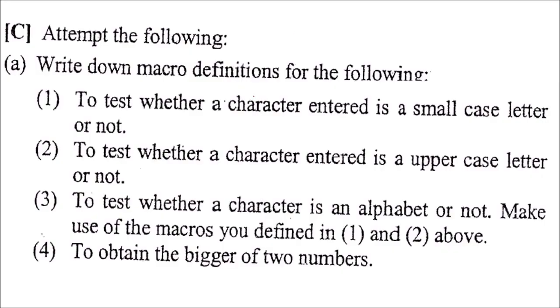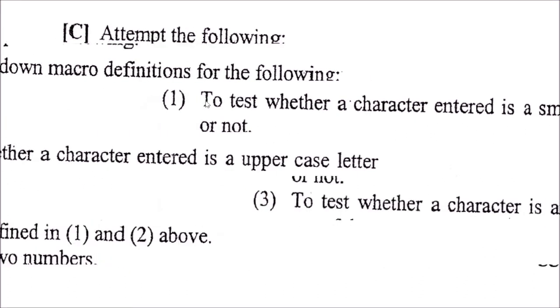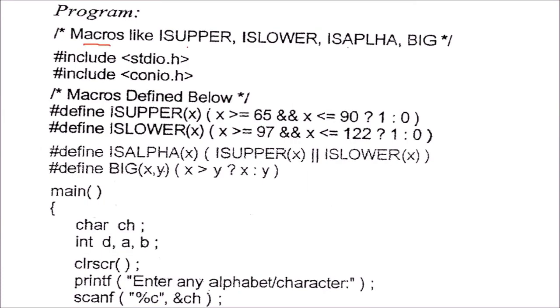Write down the macro definition for the following: test whether a character entered is small case, uppercase, alphabet or not, and we'll use these two in this, and to obtain the bigger of two numbers. So how to make a program out of it? These are macros, like we can write as is upper, is lower, is alpha and big. This is stdio.h and conio.h.